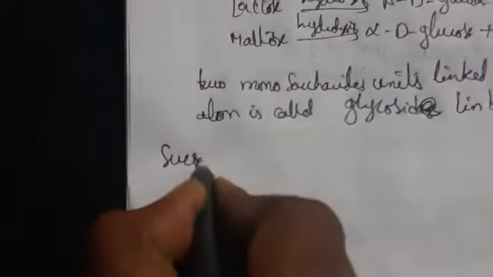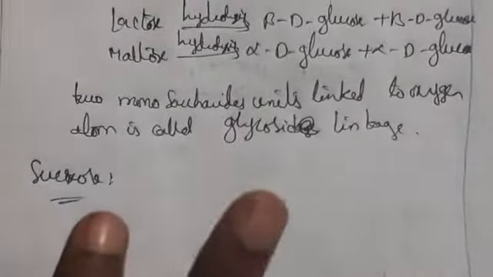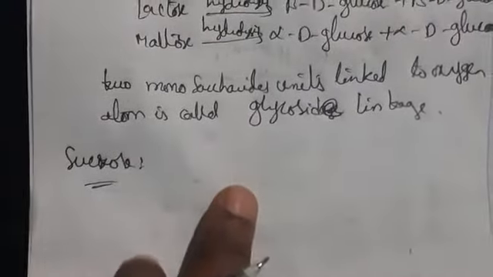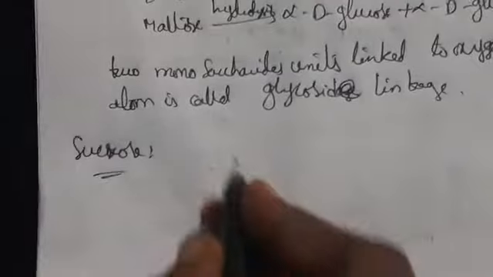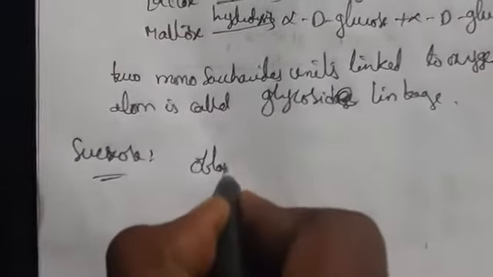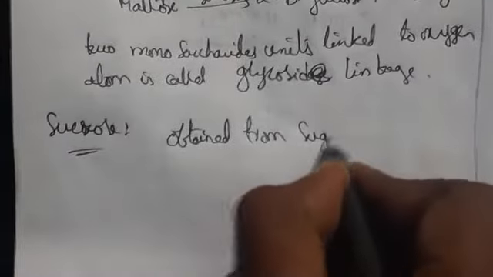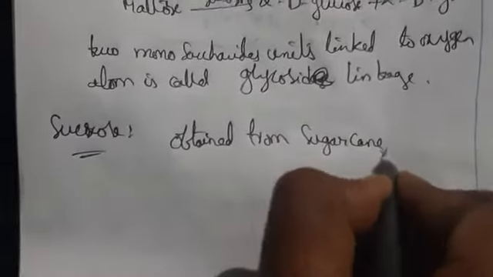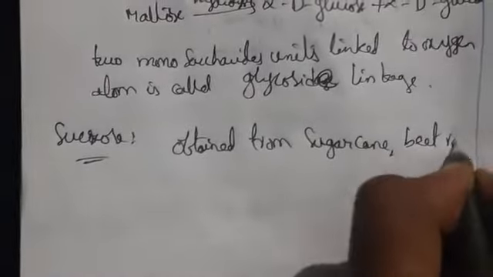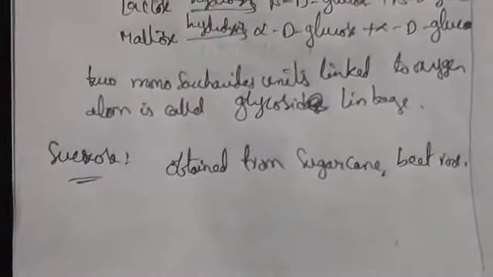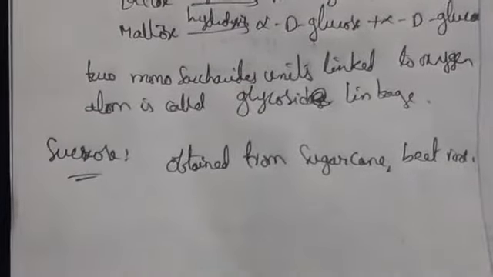Now let us see one by one. Sucrose first of all. The most common disaccharide present in plants is sucrose. It is mainly obtained from sugarcane and beetroot. When you do hydrolysis, it gives D-plus glucose and D-minus fructose.